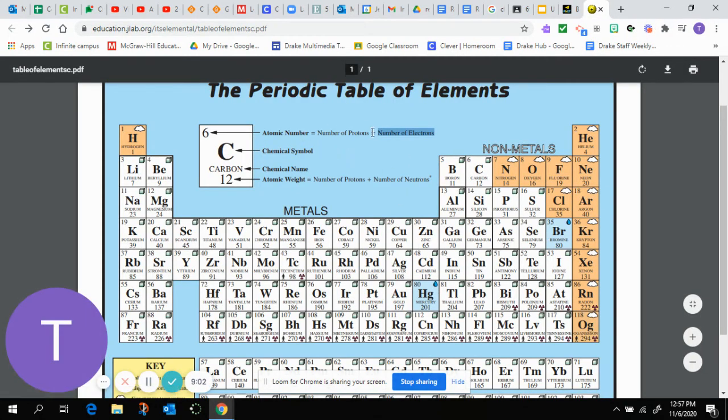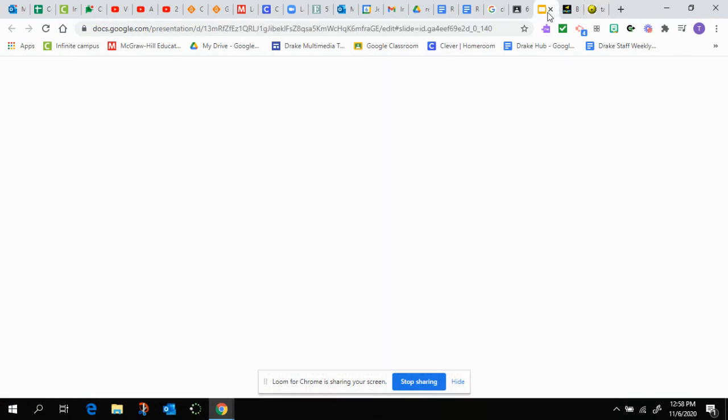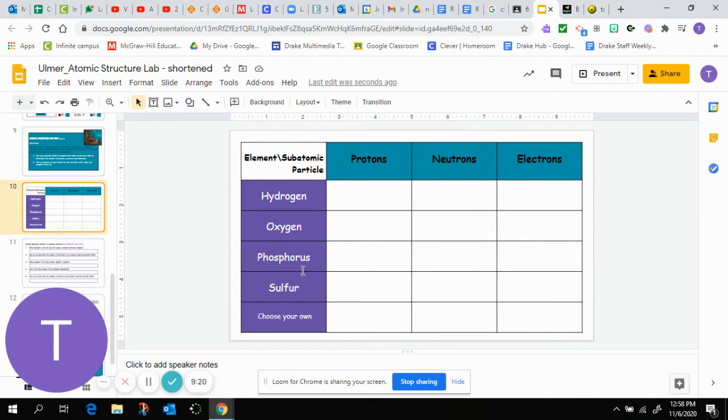Again, you'll use this information, protons equals electrons. Atomic weight is protons plus neutrons. So to find the number of neutrons, in this case of manganese, you'll take 55 minus 25, and that would tell you how many neutrons. Okay, the last element, you are choosing your own, so you're going to put your own element in there.